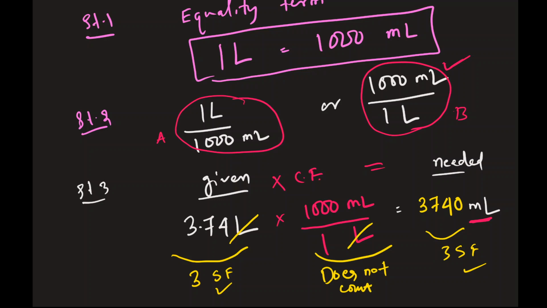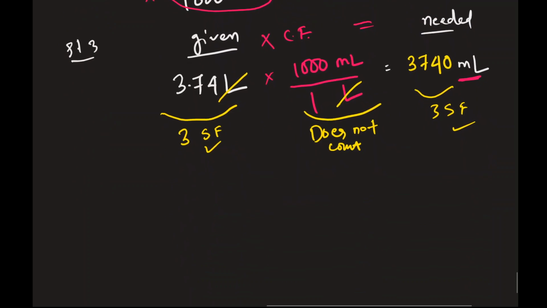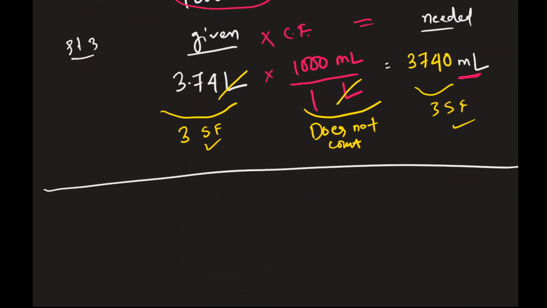All right, so let's do another problem, one last problem. If the equality term is within the same unit system, so these are all in the metric or SI unit system, so these are by definition, they don't count. But if it's between metric and US system, then the definition is going to count. The one that's measured will be counted. So here is an example.